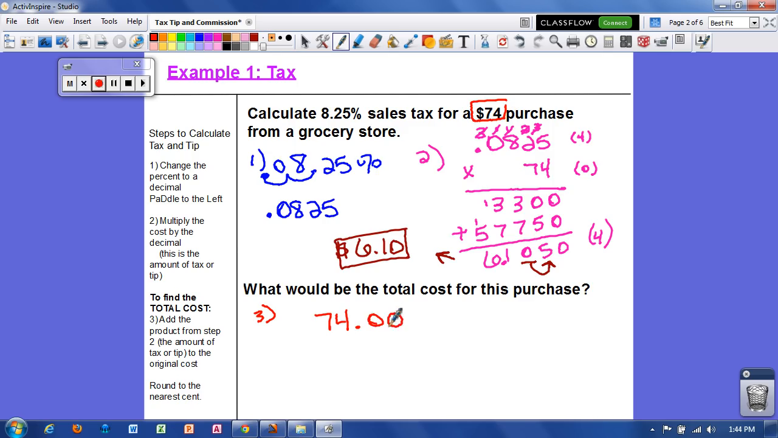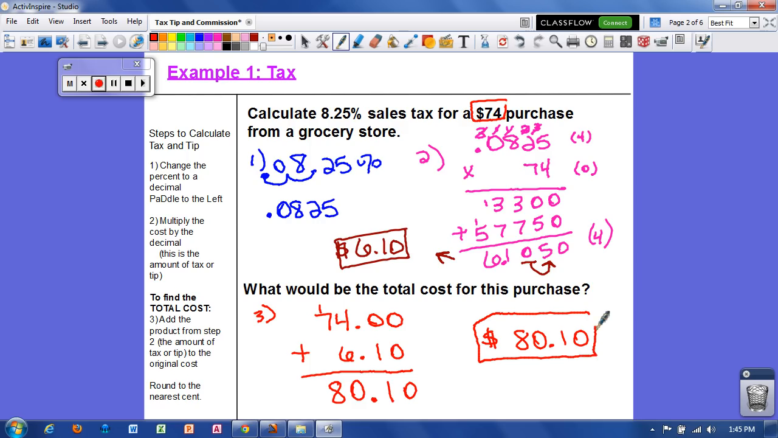So I want to do $74 plus $6.10. Keep in mind, anytime you add or subtract with decimals, you want to line up your decimals. So 0 plus 0 is 0, 0 plus 1 is 1, 4 plus 6 is 10, and 1 plus 7 is 8. So the total cost for that purchase would be $80.10.